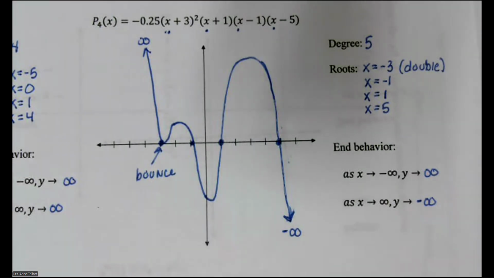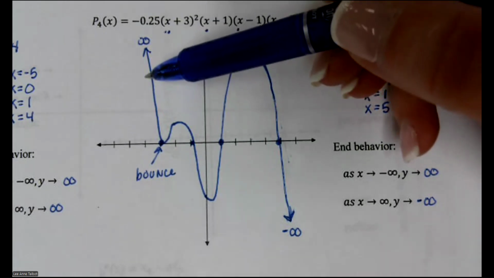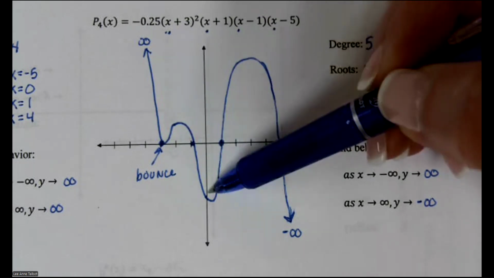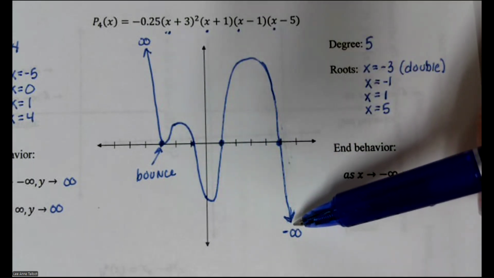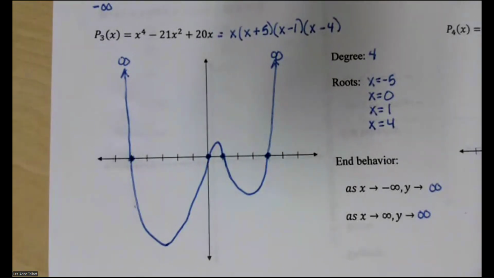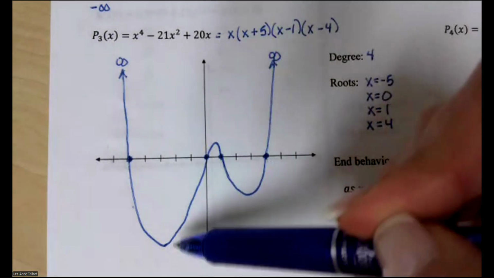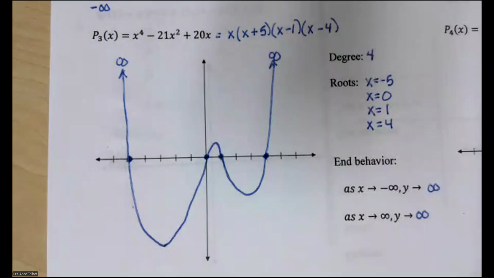Okay, I want to stop here and give you some foreshadowing for the rest of the chapter. What degree is this problem? 5. Okay, watch this. 1, 2, 3, 4, 5. Okay, what degree is this? 4. 1, 2, 3, 4. Okay, we're going to do one more, which is number 5, and then I'm going to turn you loose to finish that.